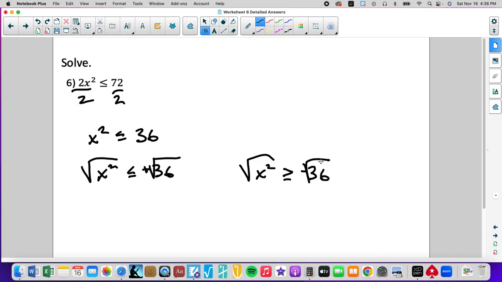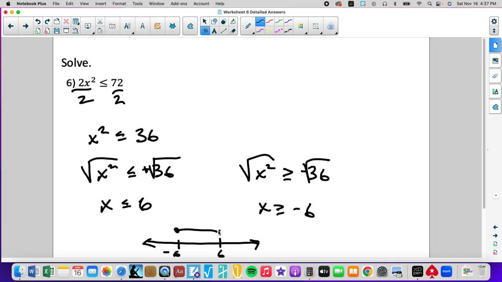That'll be interesting. We're going to have to think about this answer. x is less than or equal to 6, and x is greater than or equal to -6. Those are my solutions. It's less than, so that's going to be an and statement. So I think our solutions are between -6 and 6, closed circles. You would write -6 is less than or equal to x, which is less than or equal to 6.